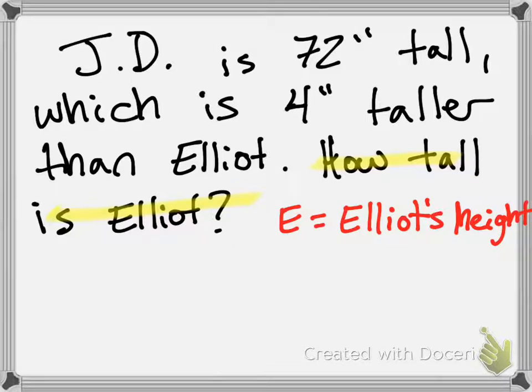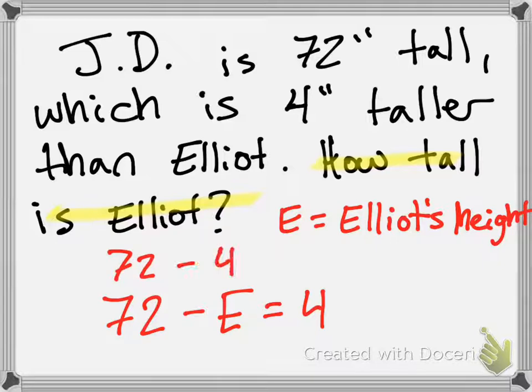Now we need an equation. So Rafi said 72 minus E equals 4. I just want to point this out. Look at this. 72 minus 4 equals E. Notice they just swapped places. So it's not that hard to write it like this. 72 minus E equals 4.